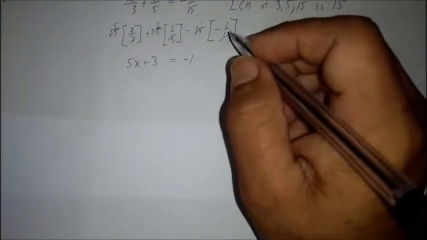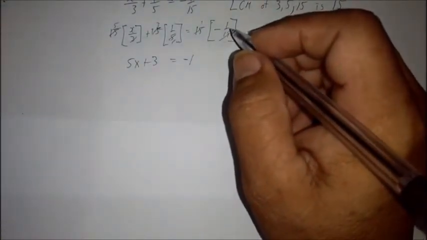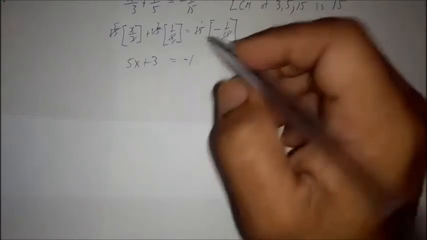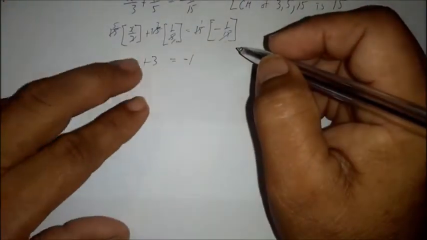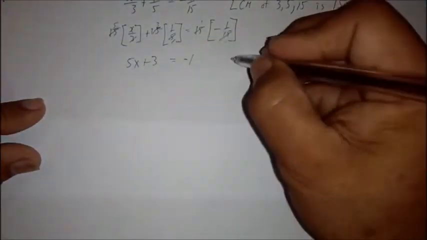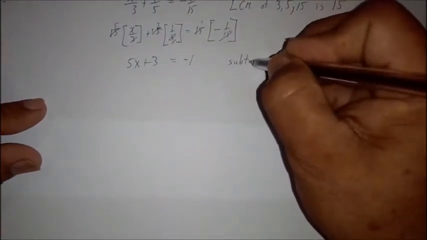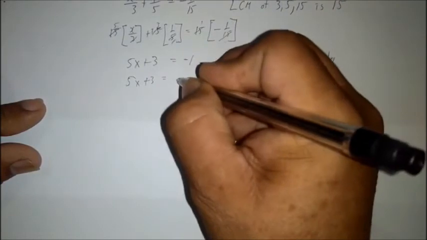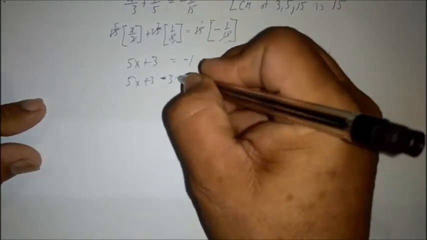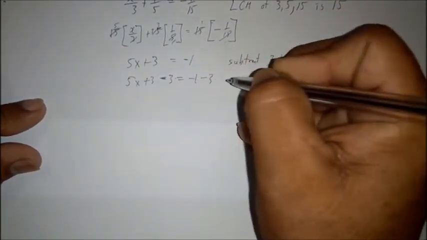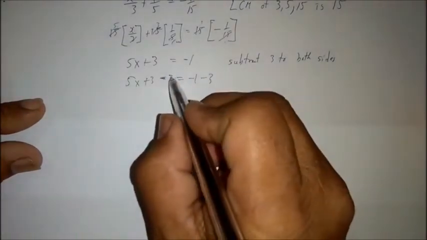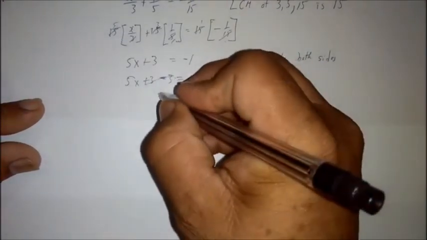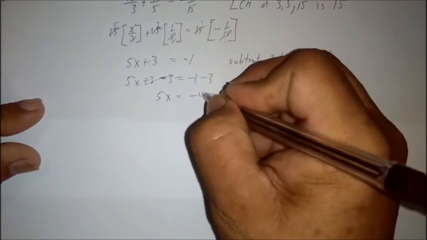We can now easily solve for this by subtracting 3 from both sides, because we want to get this term here by itself. So subtract 3 from both sides. 5x plus 3 minus 3 equals negative 1 minus 3. So this cancels out, leaving us with 5x equals negative 4.